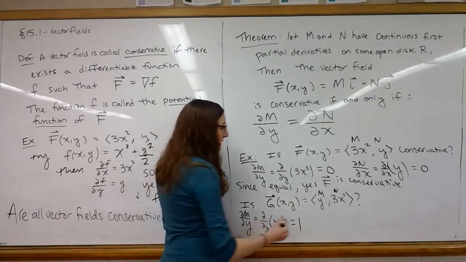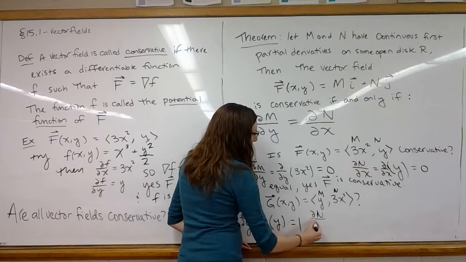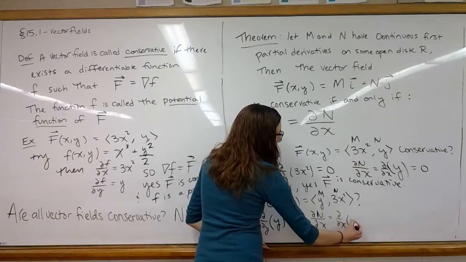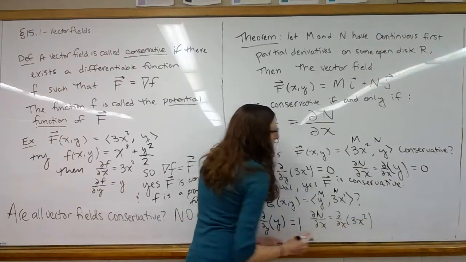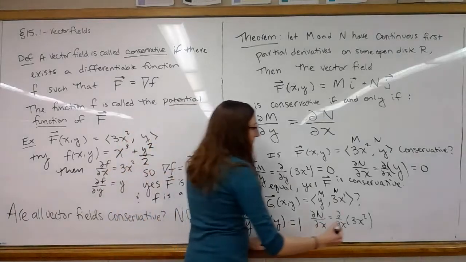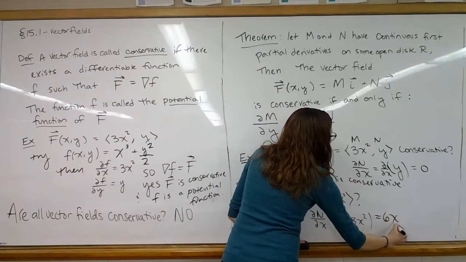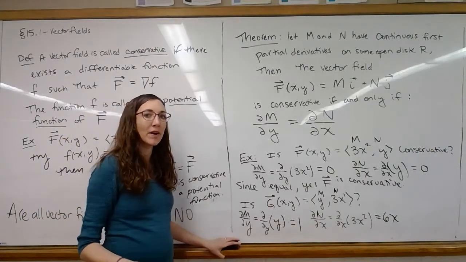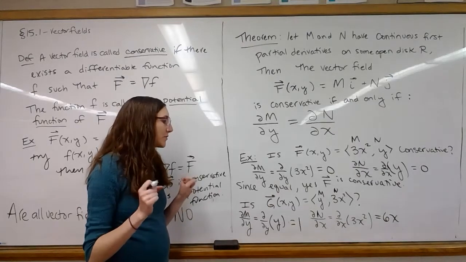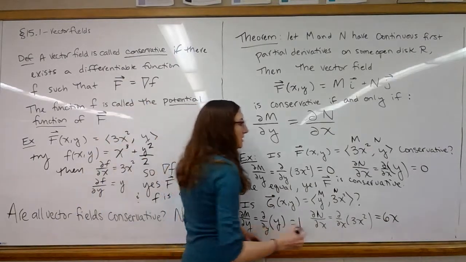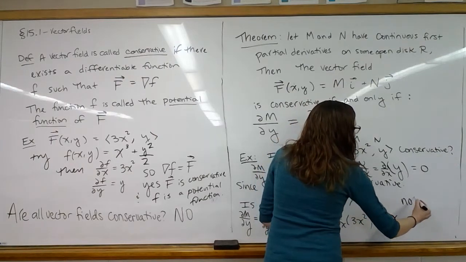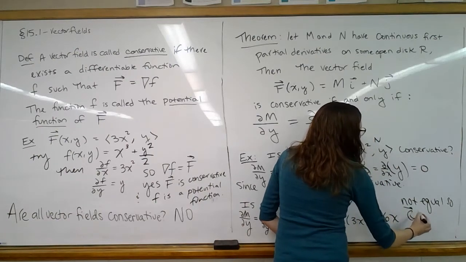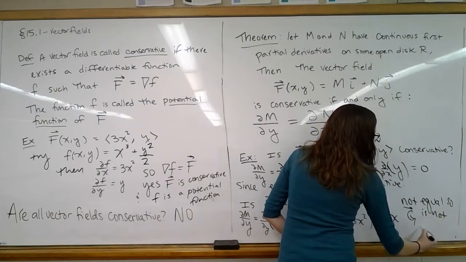And then if I look at the other one, the partial of n with respect to x is going to be the partial with respect to x of 3x squared, which that derivative is going to be 6x. And so what we have is these are not identically equal as functions. That's what we're really looking for, is as functions, are they equal to one another? So since not equal, this vector field of G is not conservative.